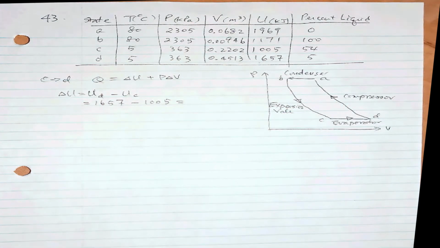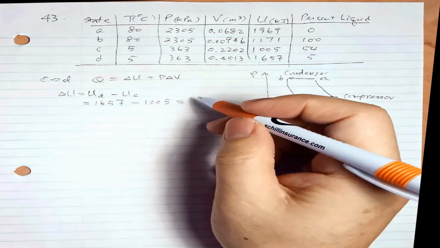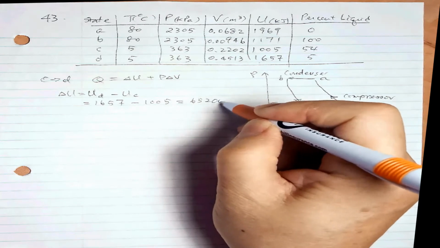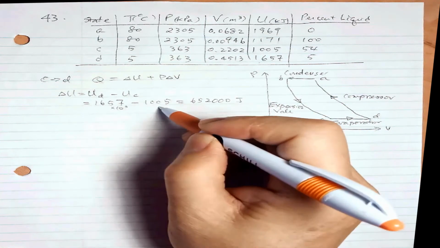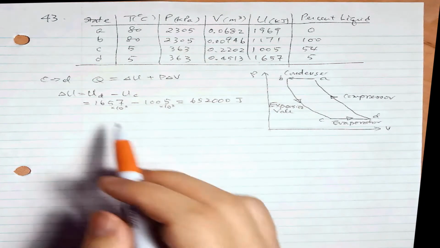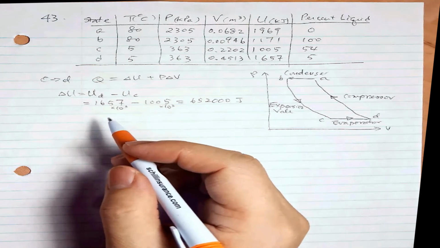Now these are kilojoules. So I basically get 652 kilojoules. Okay, I'm just going to write it in joules instead. Okay, but these are in kilojoules. So that is the change in internal energy. And then what about the work done?